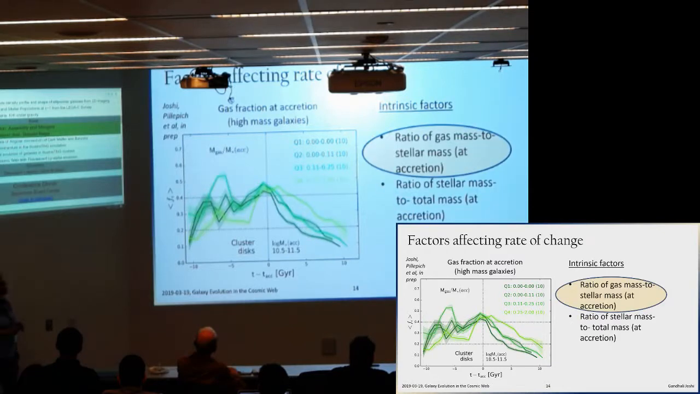We've also looked at some intrinsic factors. This is one that I'm showing you looking at the gas to stellar mass ratio. And what we find is that, at least at the high mass end, it looks like galaxies that had more gas to begin with at accretion tend to become non-disky at slower rates compared to galaxies that had less gas. We probably think this is because there's enough gas to replenish the disk, but I'm not sure yet. It's still something that I'm looking into.